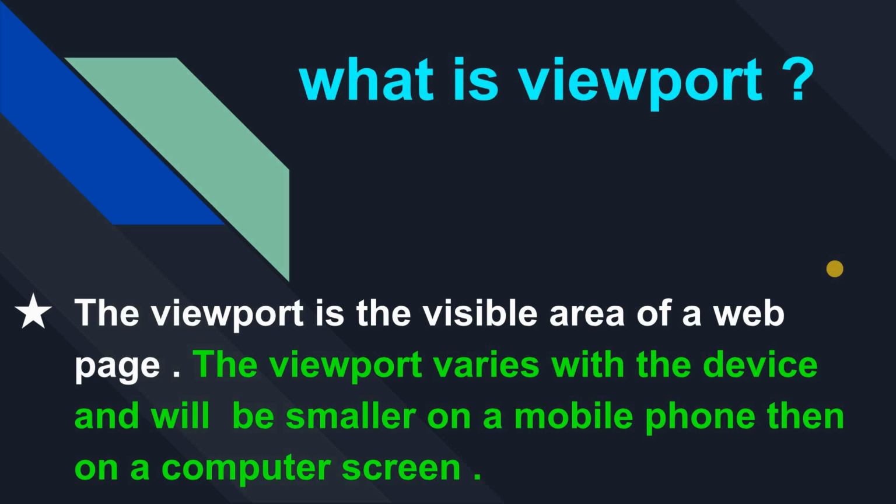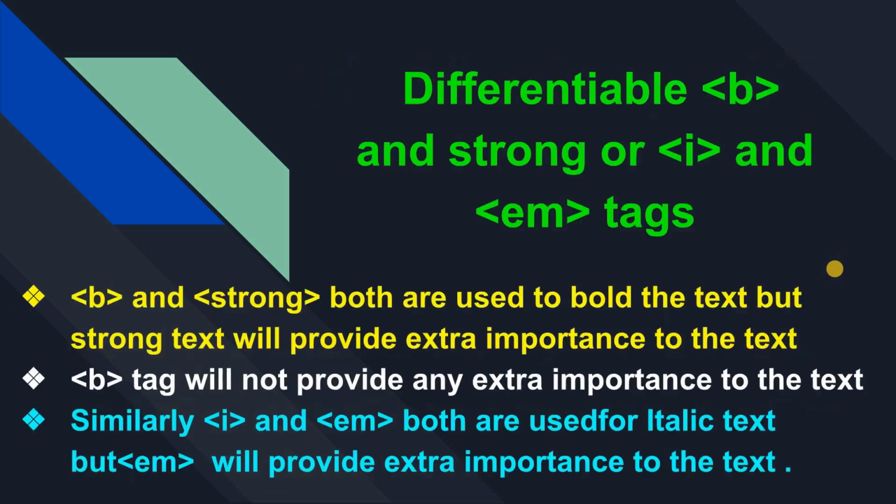Then the next question is, difference between the B tag and strong, or I tag and EM tag. B tag and strong tag both are used to bold the text, but strong tag will provide extra emphasis to the text, whereas B tag will not provide any extra emphasis to that text. Similarly, I and EM both are used to italicize the text, but EM will provide extra emphasis to the text, whereas I tag will not give any extra emphasis to that text.